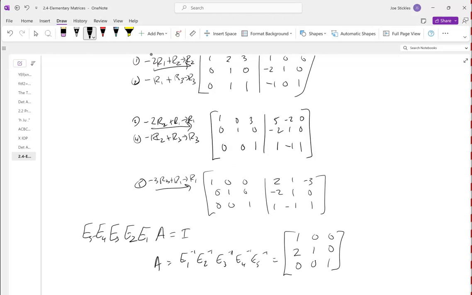1 0 0, 2 1 0, 0 0 1. That'll be the first one. That's 2 times row 1 added to row 2, right? What will the next one be?